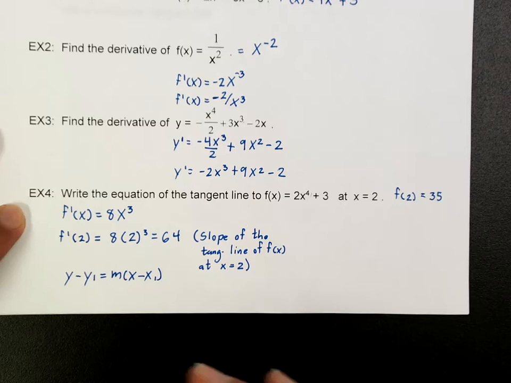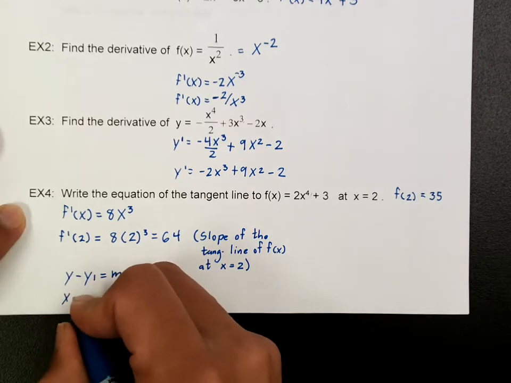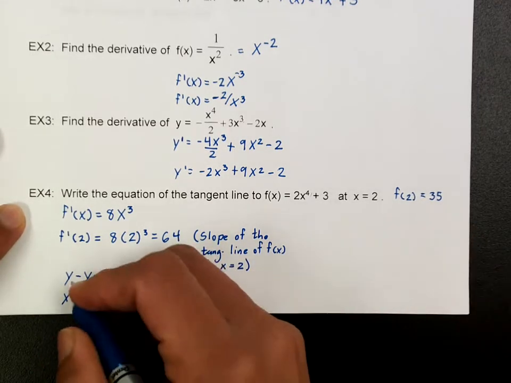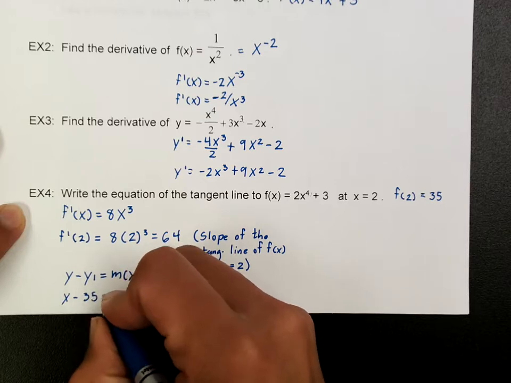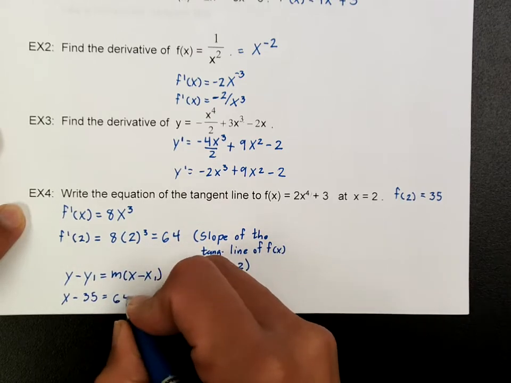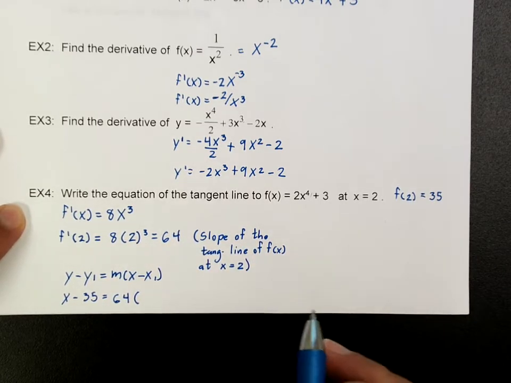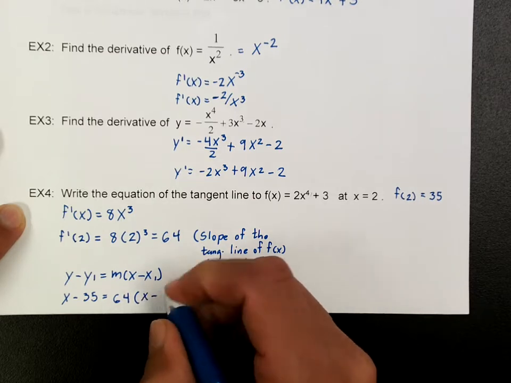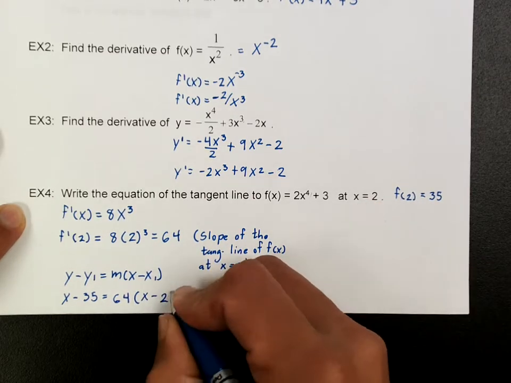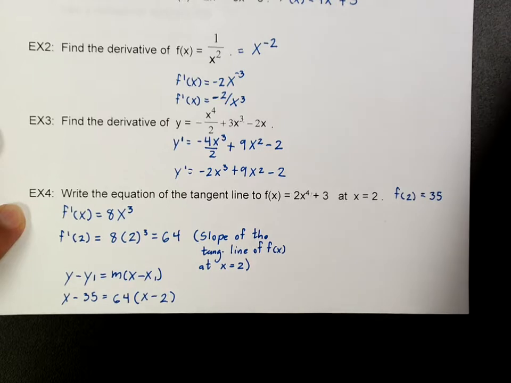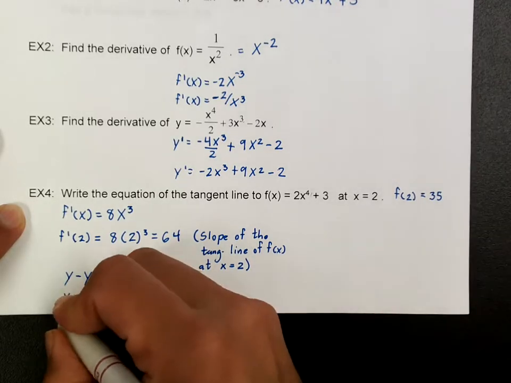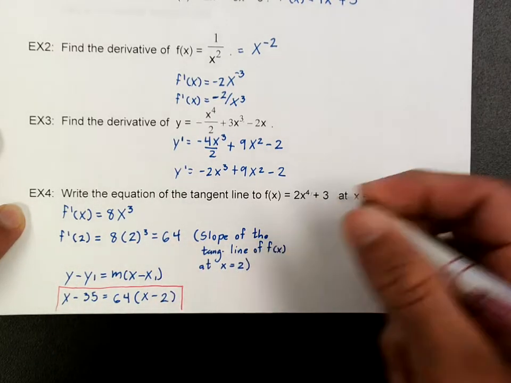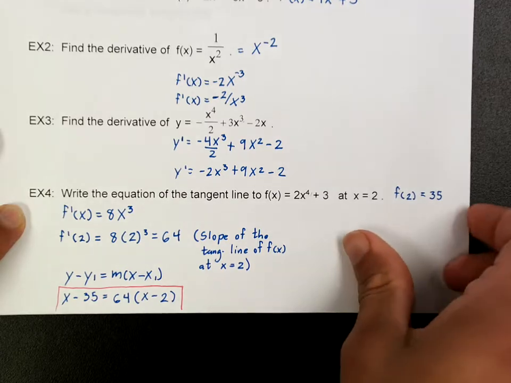And I'm just going to plug in everything I have. I have y minus the y coordinate that I found here. The slope is 64. And then I have x minus x1, so x minus the x that I started with, which is this one. And at that point, I'm done. That's the answer. This is the equation of the tangent line. Now I move on to the back.